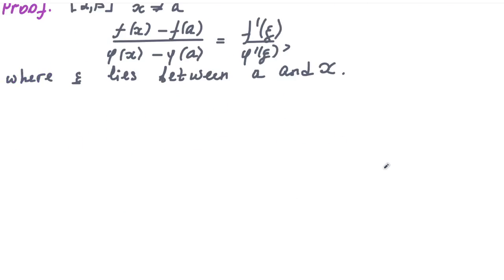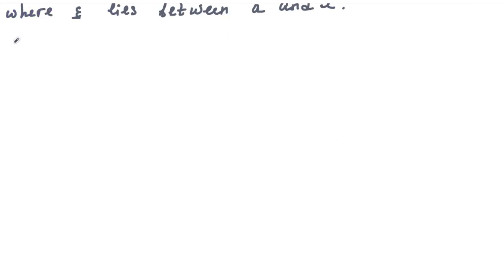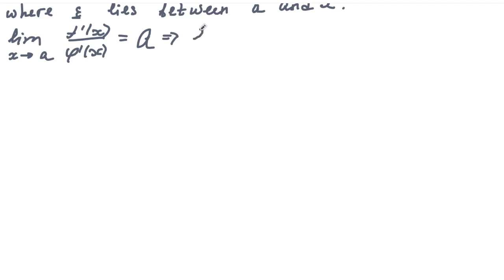And if the limit as x approaches a of f prime of x over phi prime of x equals a capital A, then the limit as c approaches a of f prime of c over phi prime of c exists and is equal to A.